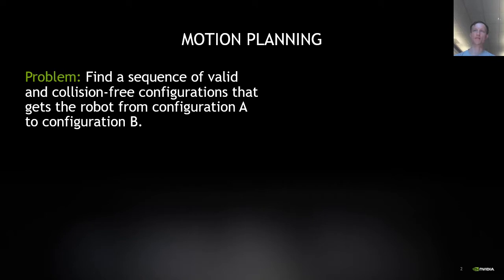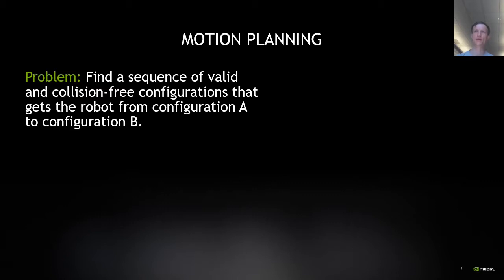This motion planning problem, where one must find a sequence of configurations that take the robot from point A to point B, is ubiquitous in robotics. In addition to resulting in the robot reaching its goal, the set of configurations must keep the robot from colliding with itself or colliding with the scene around it.